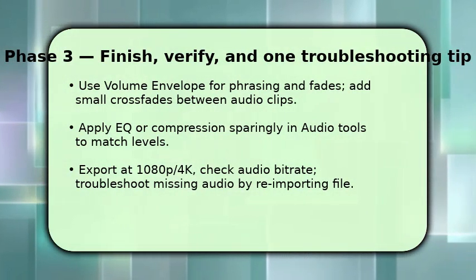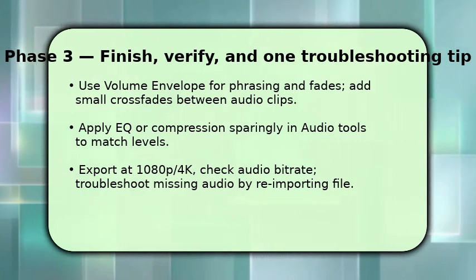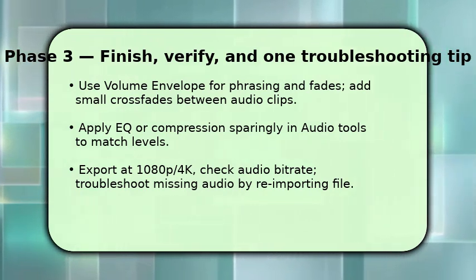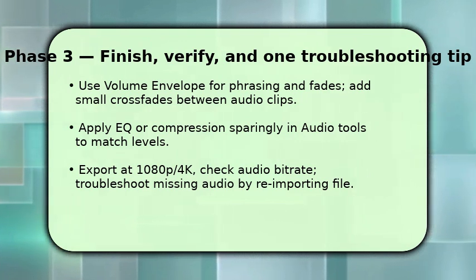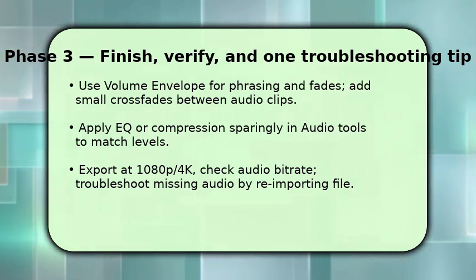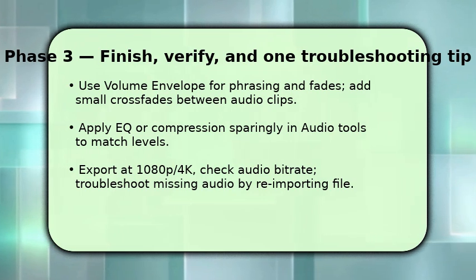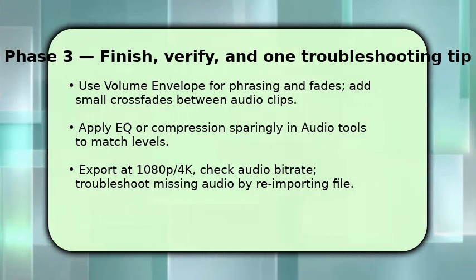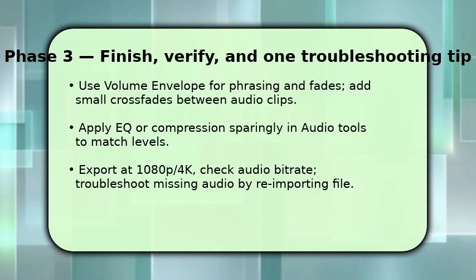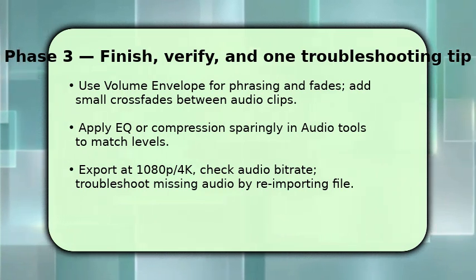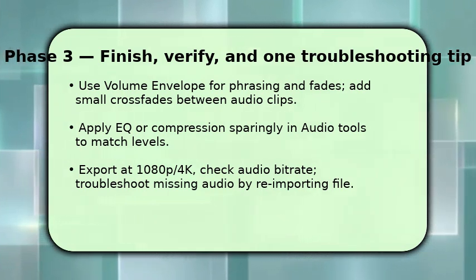Open the audio layer's volume envelope to create natural pauses and fades, and add subtle EQ or compression so the TTS sits with your music and effects. Make small crossfades when switching lines, and preview on headphones to confirm clarity. When satisfied, export at your desired resolution and a high audio bitrate.